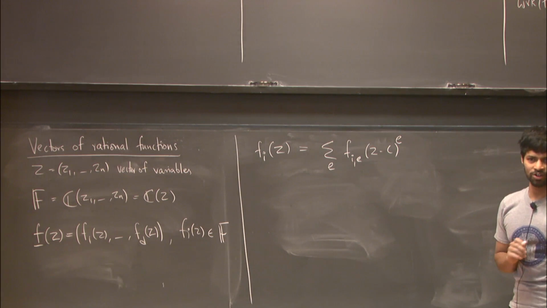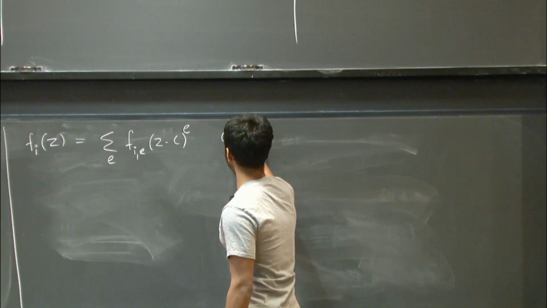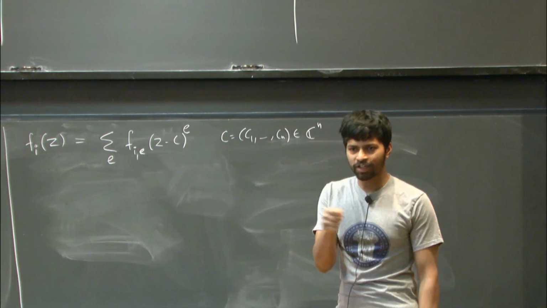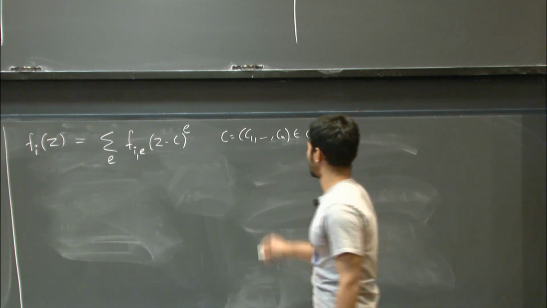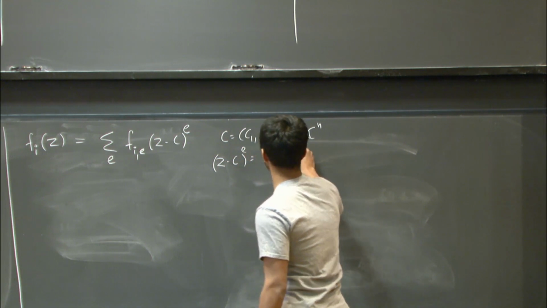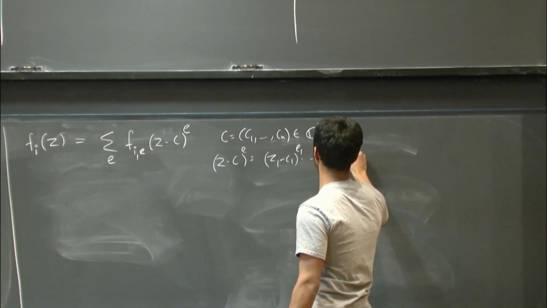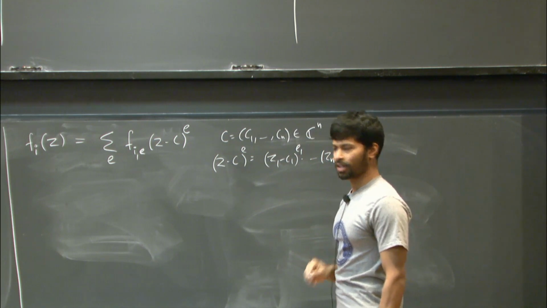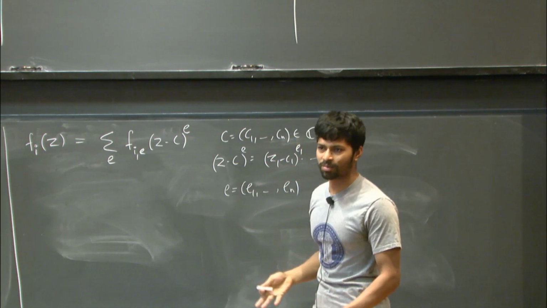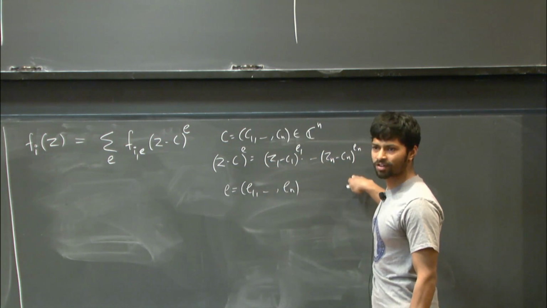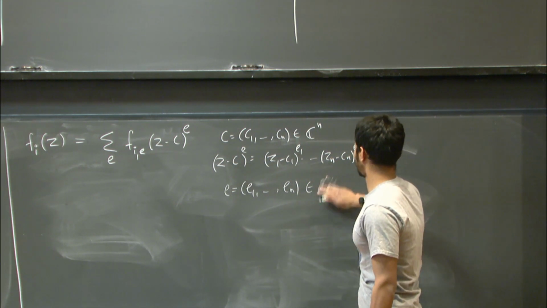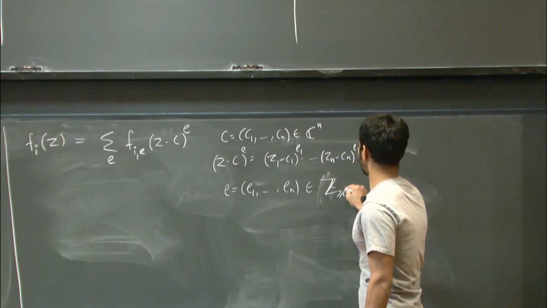Okay, so I want to explain this notation. This C corresponds to a complex vector. It's the point around which you have your power series. So when I write z minus c to the e, I mean (z1 minus c1) to the e1, through (zn minus cn) to the en. Implicitly I'm telling you that e is an exponent vector that consists of n different numbers, which correspond to the different variables. So this is an exponent vector consisting of n non-negative integers.